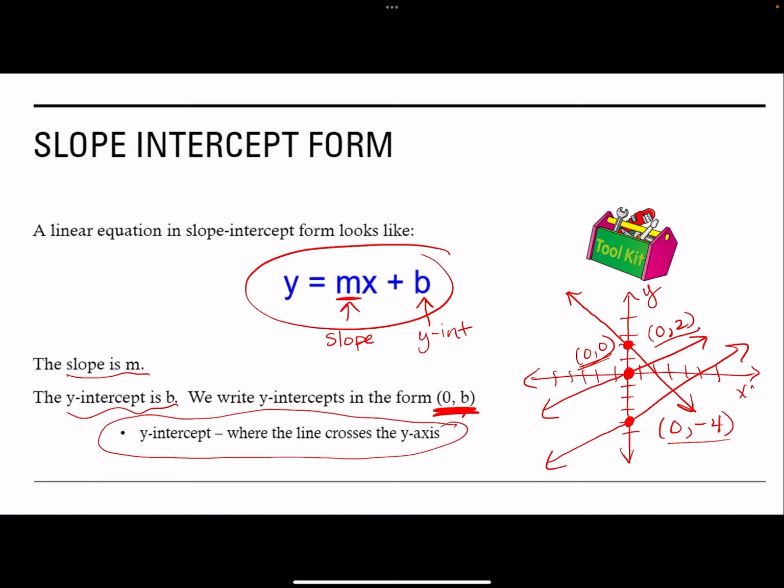So the y-intercept is where the line crosses the y-axis, but you're always going to write your y-intercept in the form 0, a number, okay? So your number, b, comes from the slope-intercept form equation, but you're writing your y-intercept 0, b. And then the x and the y in the blue equation there, slope-intercept form, are literally the letters x or y. All right, let's keep going.